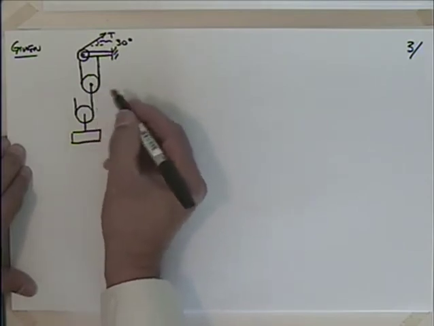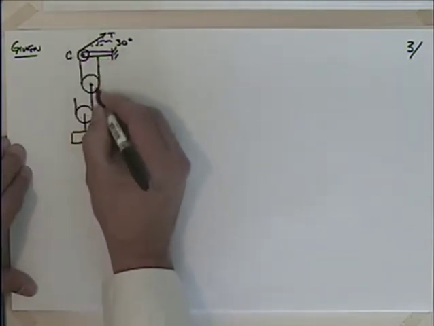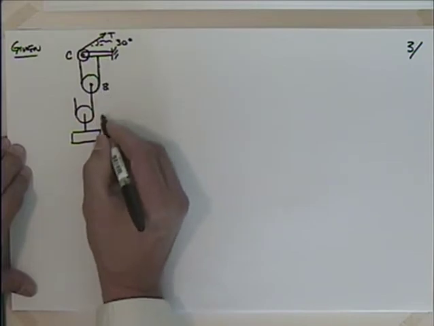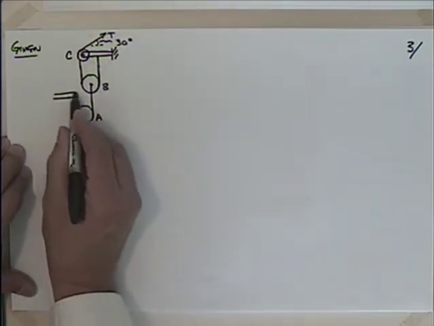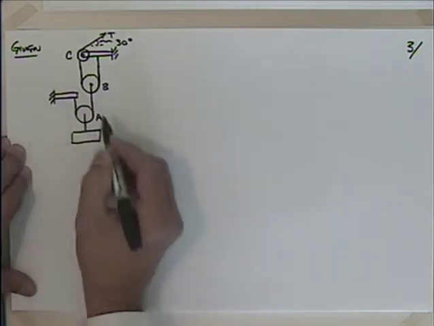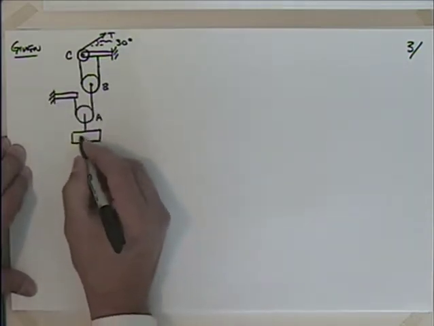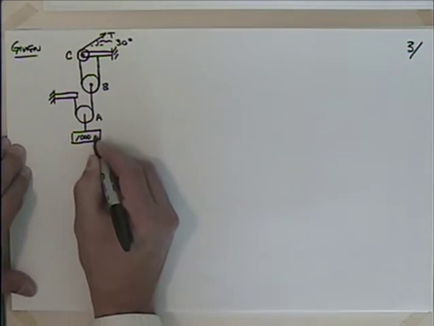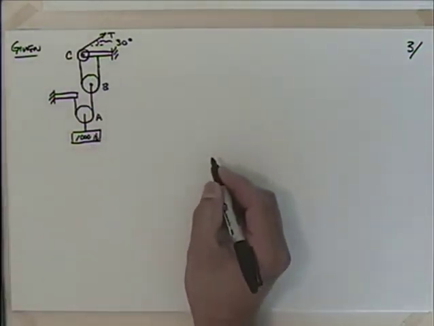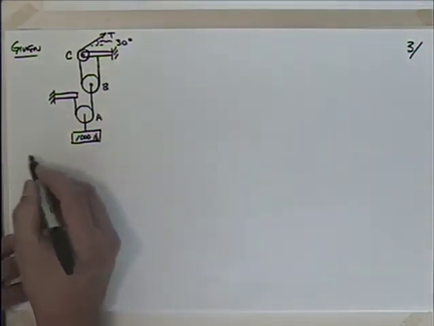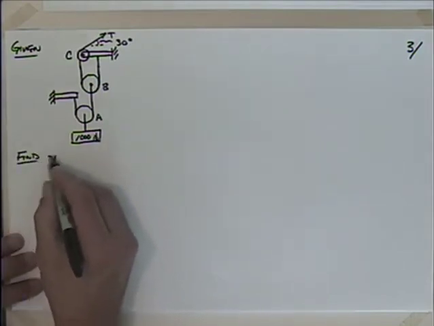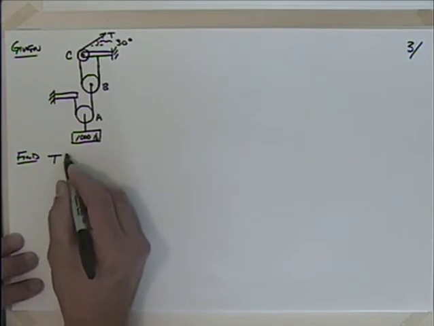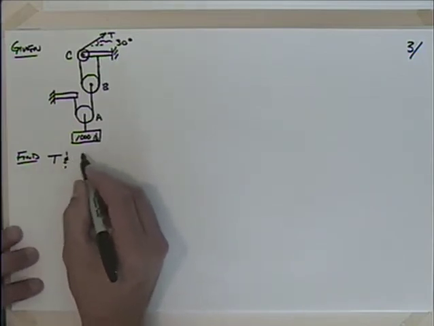Okay, so we've got that. We'll say that this is C, this is B, this is A, and I guess we need to support this point right there. And we'll say that we got 1,000 pounds there. So we're given that, and we'd like to find the tension T up there and the forces at the bearing at C.